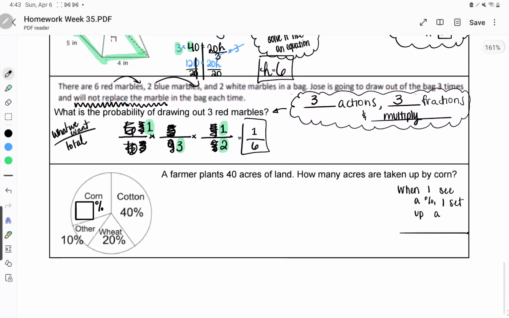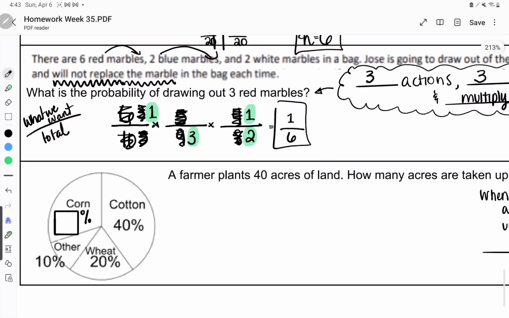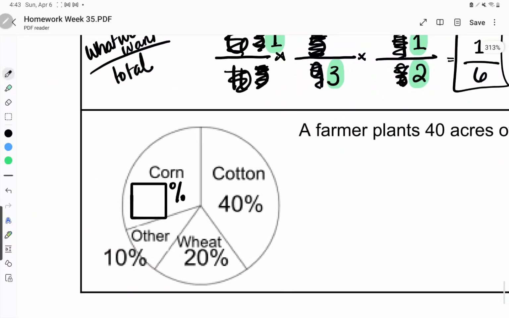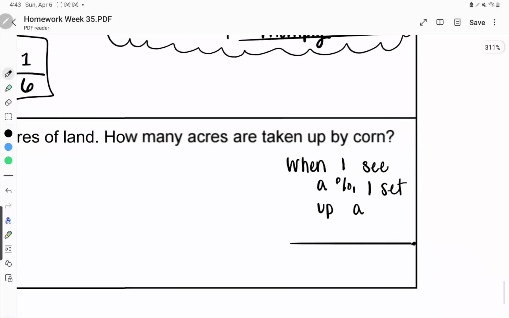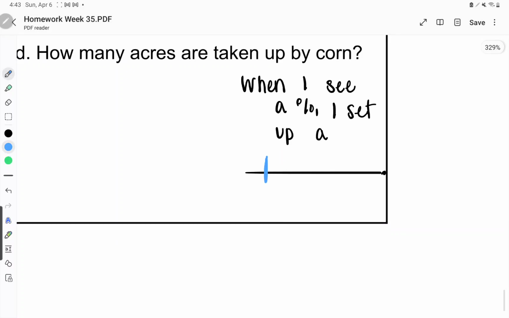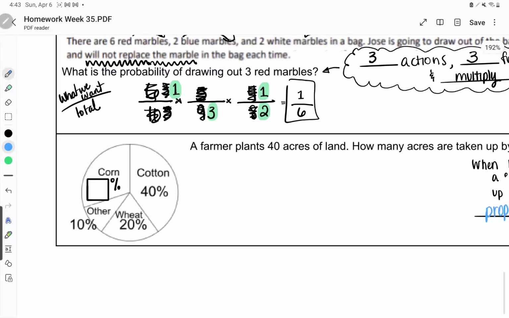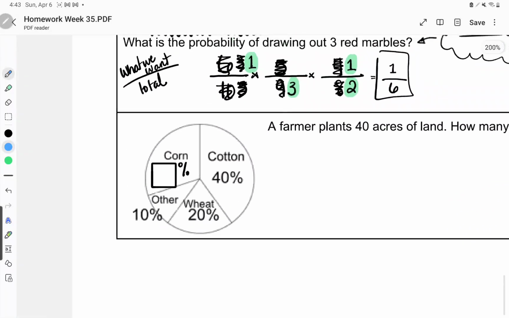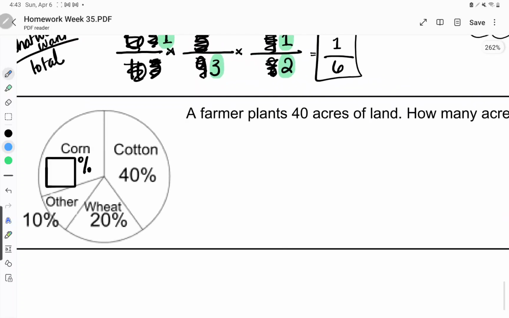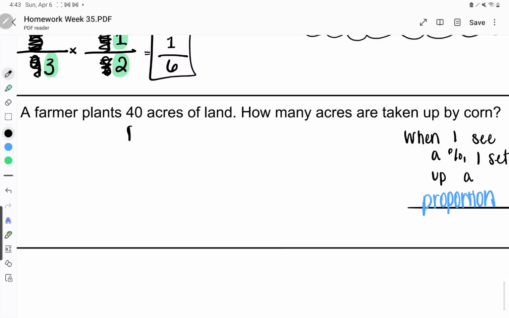This one says, a farmer plants 40 acres of land. How many acres are taken up by corn? Well, if I look over here, I see percents all over the place. So when I see a percent, I have to set up a proportion. In this case, nothing changed, so I'm going to do a part over whole equals percent over 100.